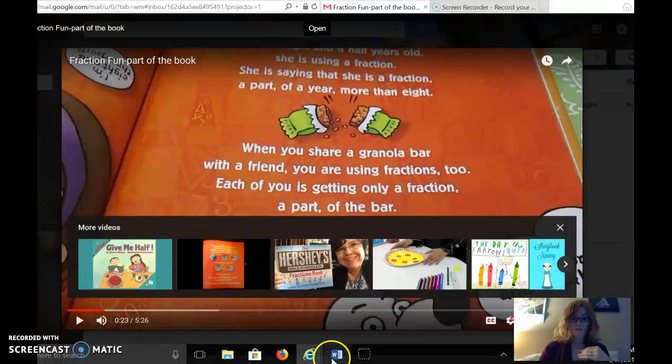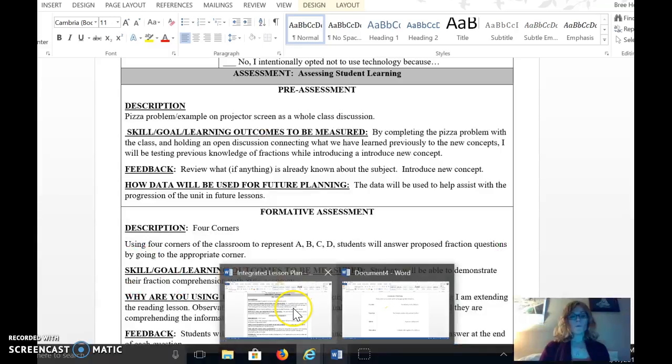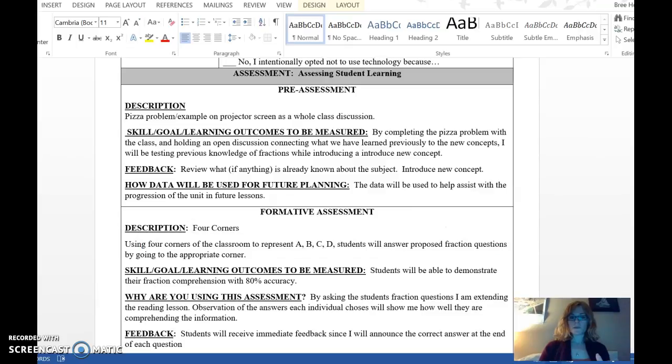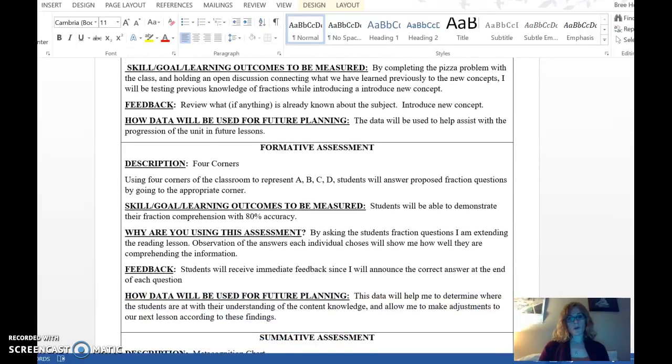And then when I'm done with the reading, we're going to do our formative assessment, which is our 4 corners. So with 4 corners, what we're going to do is I will have questions written out on index cards relating to the book and relating to the fraction vocabulary that we just learned. And I'm going to have the popsicle sticks with their names on it, which we use frequently in class, to pick a stick, have a student's name.